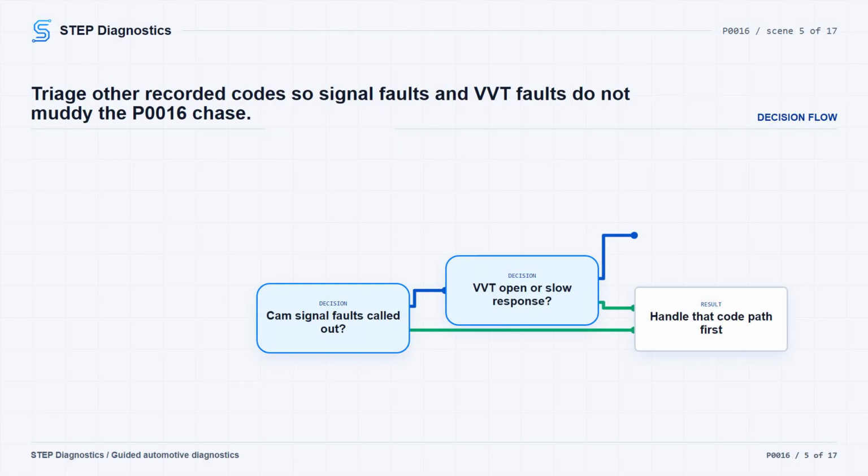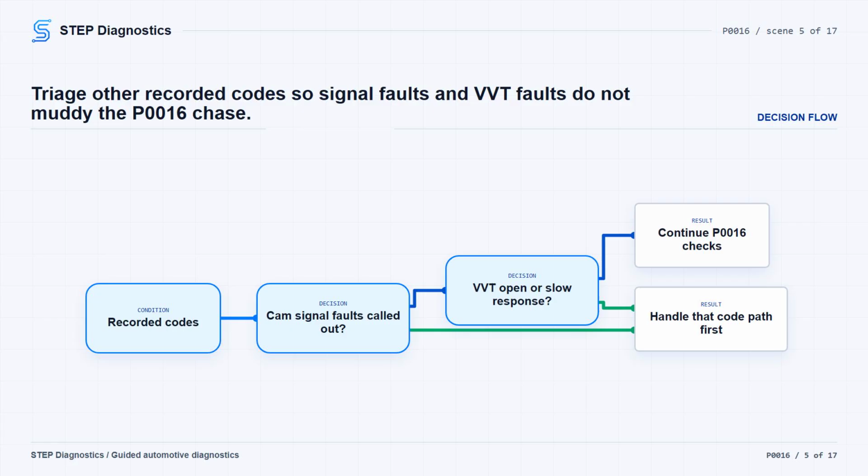Next, look at the codes you recorded. If the list includes cam sensor signal faults that this path calls out, diagnose those first before continuing. After that, check for active or pending VVT solenoid circuit open or slow response faults. If those are present, deal with that path first. If they are not present, continue into the P0016 correlation checks. If a facer or oil control valve is stuck, you may also see misalignment or misfire-related code context with it.